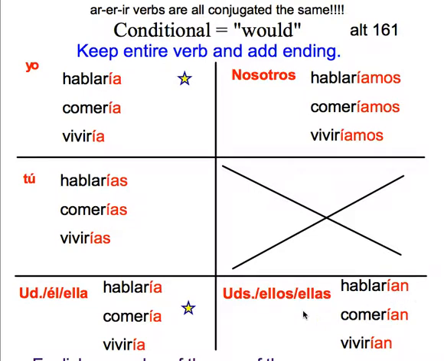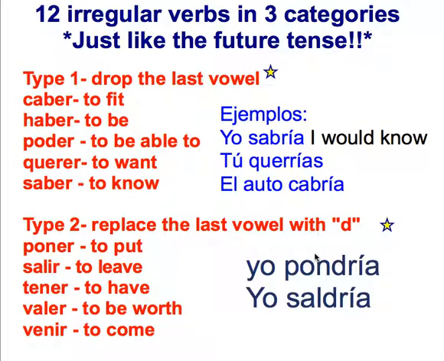There are some irregular verbs that go with this, and that's the next part that I have for you. If you remember, there are three different types of irregular verbs, and they fit into three different categories. Here are the three categories. Let's start off with type 1. Type 1, we call them the "drop the last vowel" verbs. They are the verbs caber, haber, poder, querer, and saber.